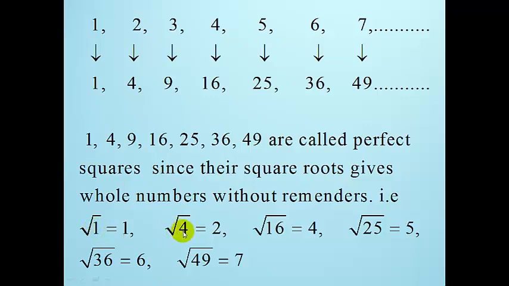When we take the square root of 4, the answer is 2. Square root of 16 is equal to 4. Square root of 25 is equal to 5. Square root of 36 is equal to 6. And the square root of 49 is equal to 7. Now, since the square roots of all these numbers are giving us whole numbers without remainders, that is why we say they are perfect squares. So perfect squares are numbers whose square roots give whole numbers as answers without remainders.